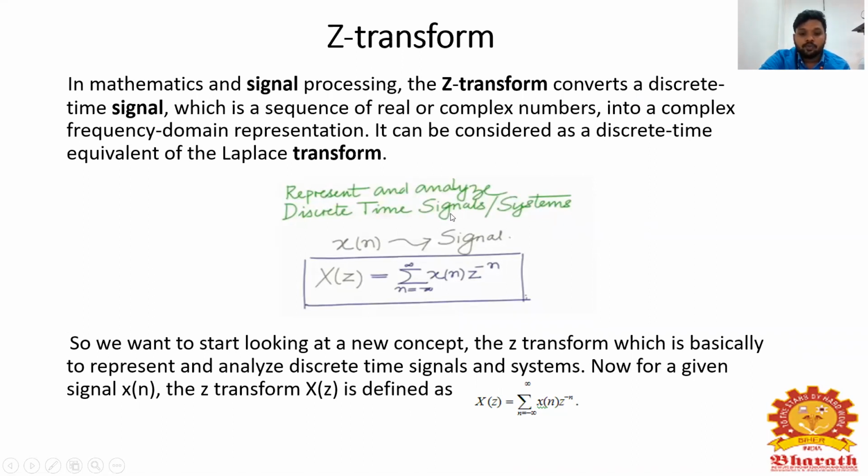Now, for a given signal x of n, the Z transform x of z is defined as summation n equal to minus infinity to infinity x of n z to the power minus n. This is the expression for the Z transform. The Z transform converts a discrete time signal, which is a sequence of real and complex numbers, into a complex frequency domain representation.